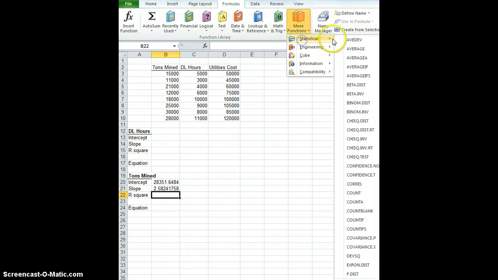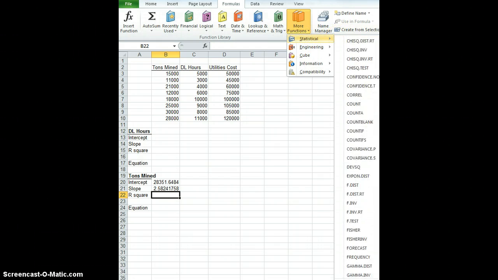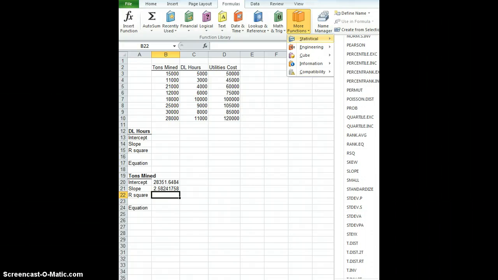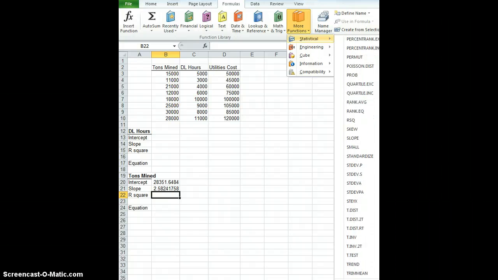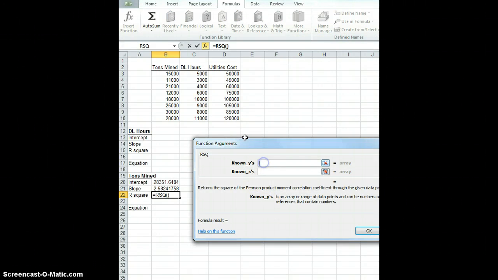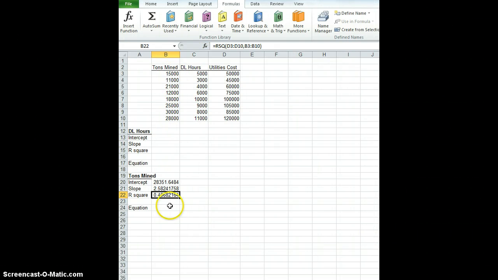Last but not least, we need to calculate the R square. The R square is the goodness of fit. It really tells us the percentage variation of one variable to the next. R square, RSQ. Once again, the Y's are utilities cost and the X's are tons mined. Click OK, and I have 0.466, or 47%.